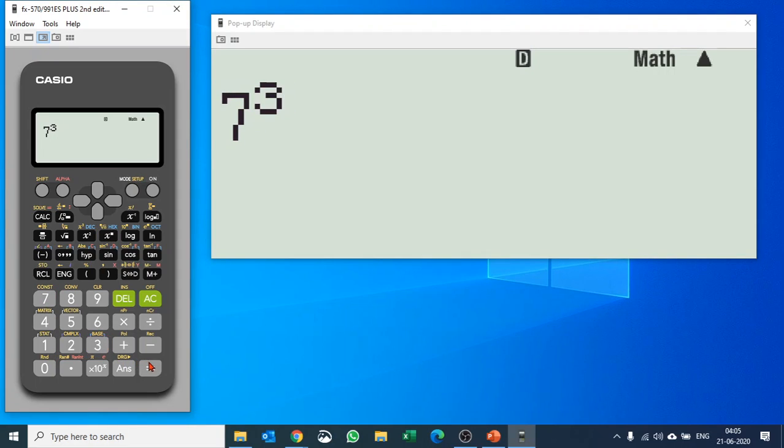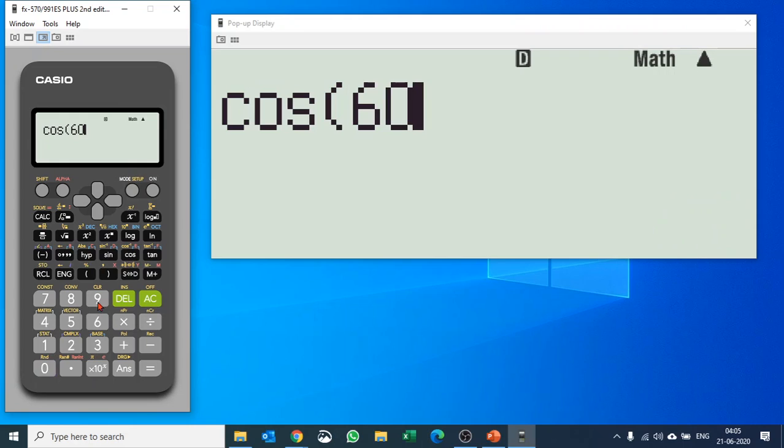7 raised to the power 3, you easily know that. Some trigonometrical values, for example cos of 60 degrees, 1/2. You know your calculator display shows D, which means the angle input is in degrees.